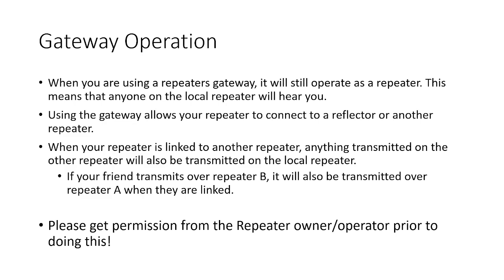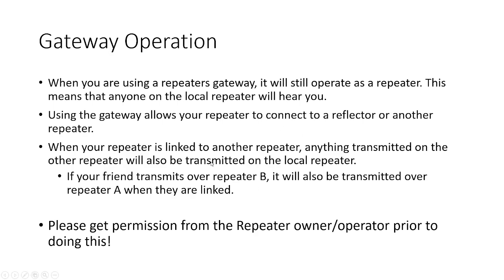Now on to gateway operation. When you're using a repeater's gateway, it'll still operate as a repeater. This means that anyone local on the repeater will hear you. And this is important to note: if you're connecting to other repeaters and you're talking to your friend on the other side of the country, anyone local on the repeater to you and anyone local on the repeater in your friend's city will hear the conversation. It's not a private conversation.